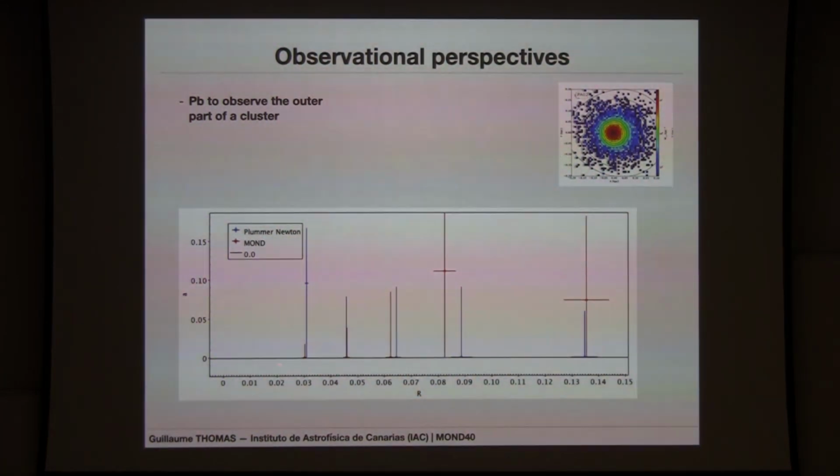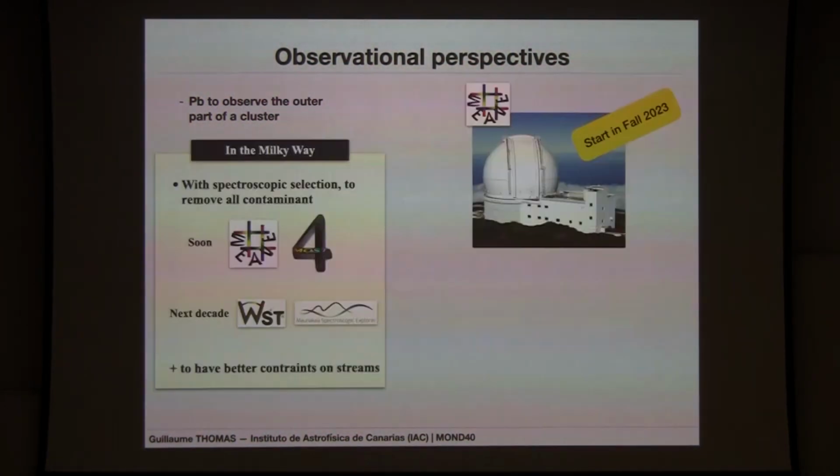Whereas Newton, you see something which is always around 0. So I think now we have the process to be able to apply that to the observations, but still the problem is how can you really observe the outer part of the globular clusters, because it's really challenging. And so for that, there are two different ways.